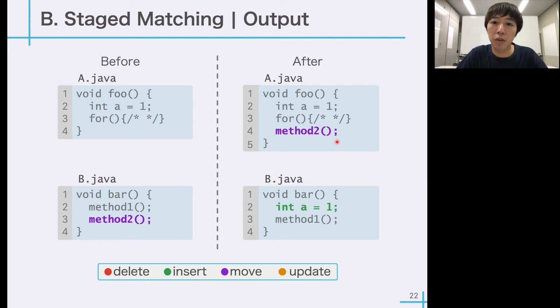The output is like here. Method 2 was moved from b.java to a.java, and the statement int a equals 1 was added at line 7 in b.java.